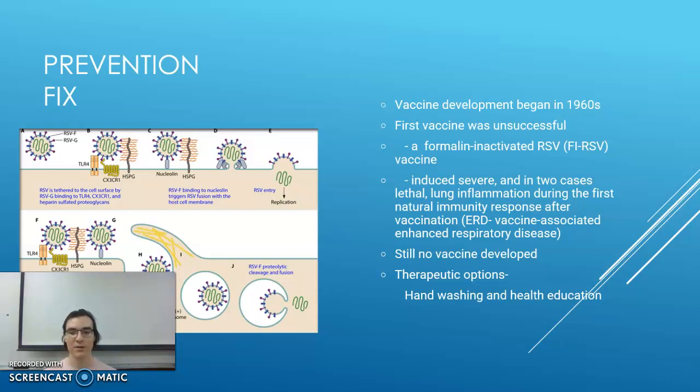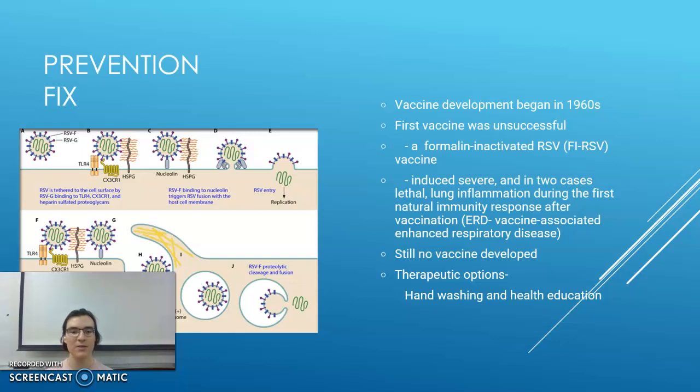And going through the preventative methods, there are a few preventions when it comes to RSV, though there's still no vaccine. And vaccine development began in the 1960s. However, the very first vaccine was unsuccessful. The vaccine that was given to the patients was the formalin inactivated RSV vaccine, the FI-RSV vaccine.